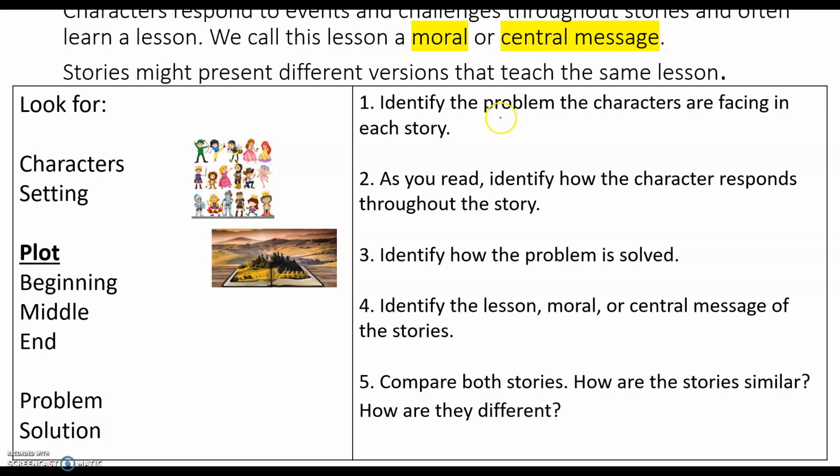So when we're reading, we're going to first identify the problem that the characters are facing in each story. That's something you've done before. As you're reading, you're going to identify how the characters respond throughout the story. So first we'll identify the problem at the beginning, the characters' responses throughout the middle, and then of course in the end we'll identify the solution. Then we'll look at the lesson or the moral or the central message. And we know that all three of those words mean the same thing. They all mean the lesson that the characters are learning.